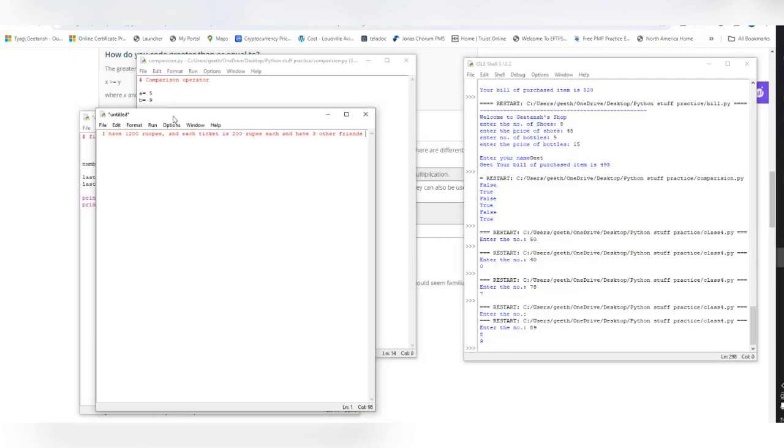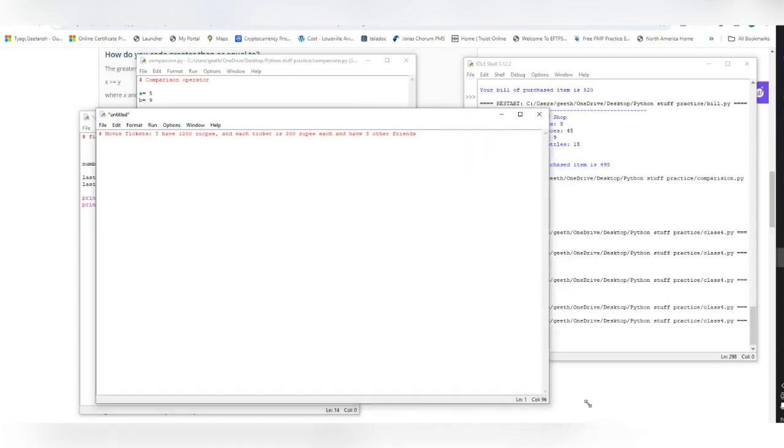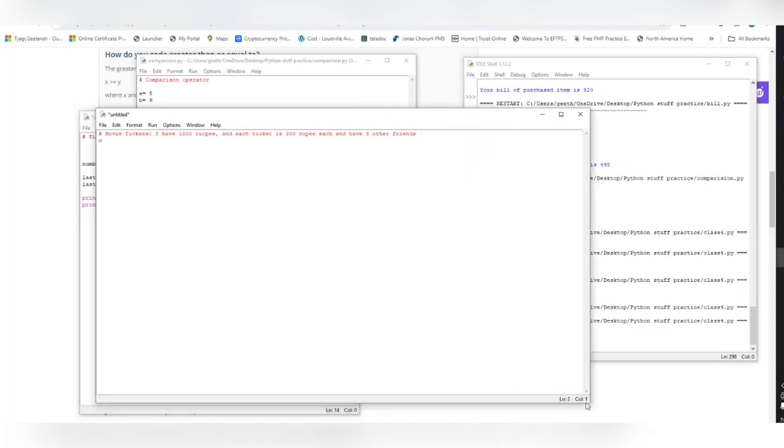Okay, so calculate. You can just put: calculate the total ticket price, because anyway you'll need it. Second, in this only, calculate the amount left with you after the purchase. So this is a minus, subtraction.